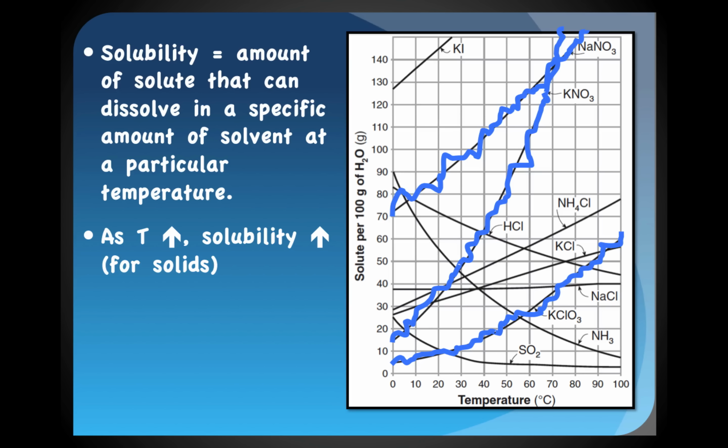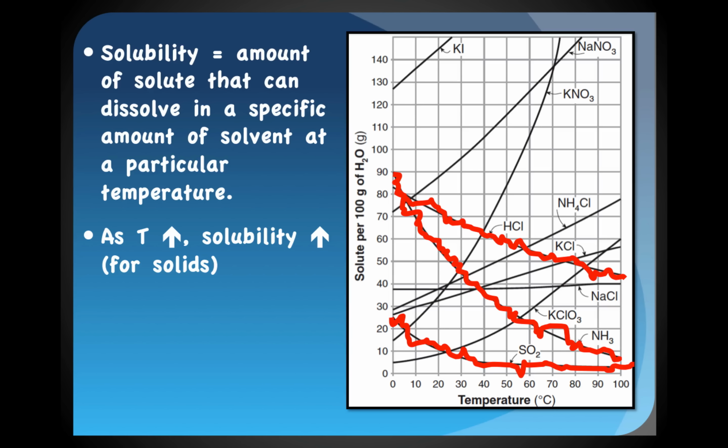Now, you see the 3 curves that are going down. I've highlighted those in red. Those 3 represent the solubility curves of hydrogen chloride, ammonia, and sulfur dioxide. What's interesting to note is that all 3 of these substances are gases. We can generalize that as the temperature increases, the solubility decreases for a gas.